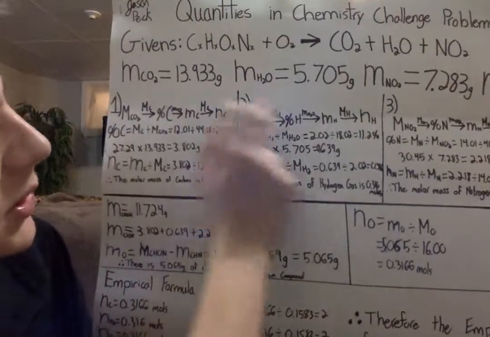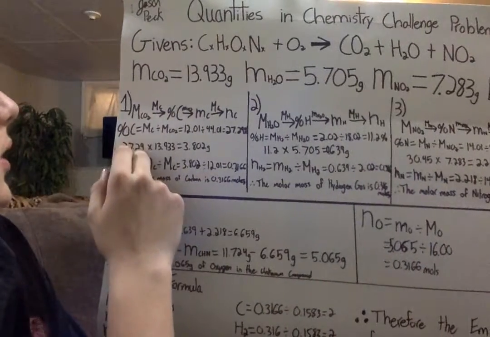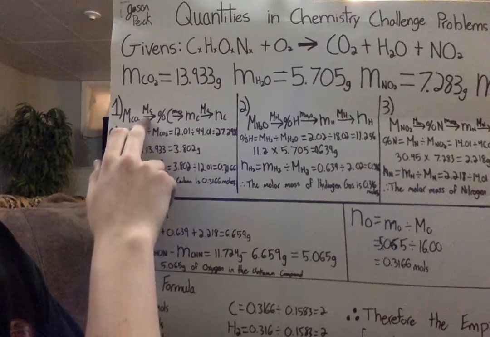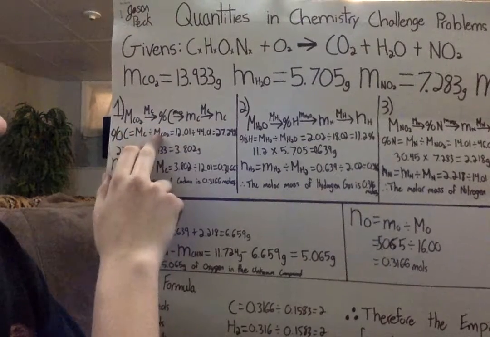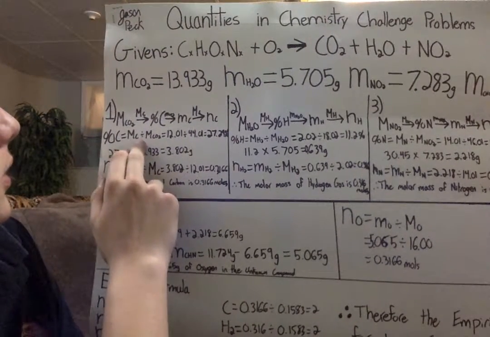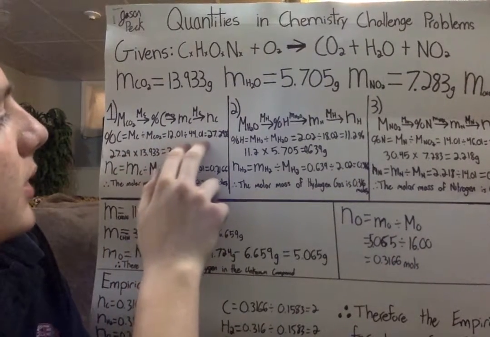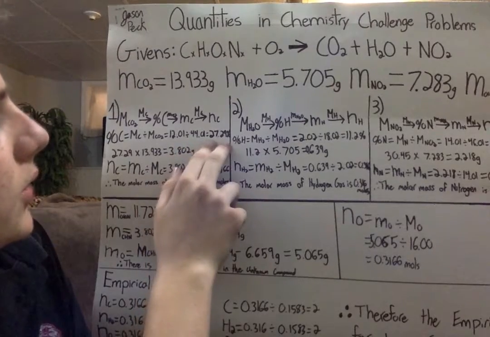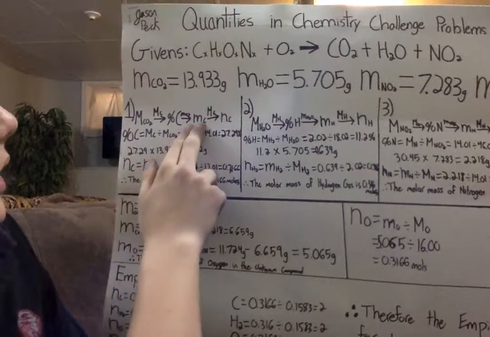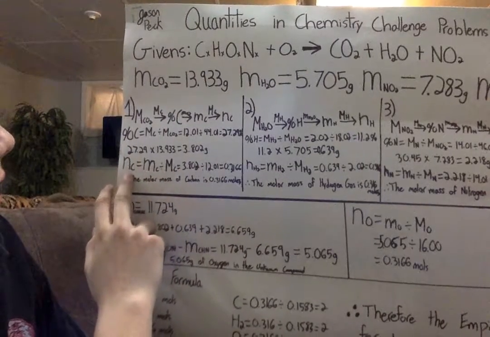So for number one, and I'm just going to do one of these because all three are the same, they're individual elements. So the first one is carbon. We're going to take the molar mass of carbon, divide it by the mass of carbon dioxide to get the percentage. The percentage of carbon is equal to 12.01 divided by 44.01, which equals 27.29%. Multiply that by the mass of carbon dioxide, which is equal to 3.802 grams.